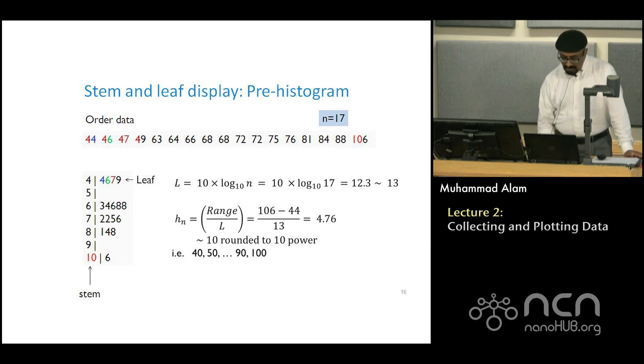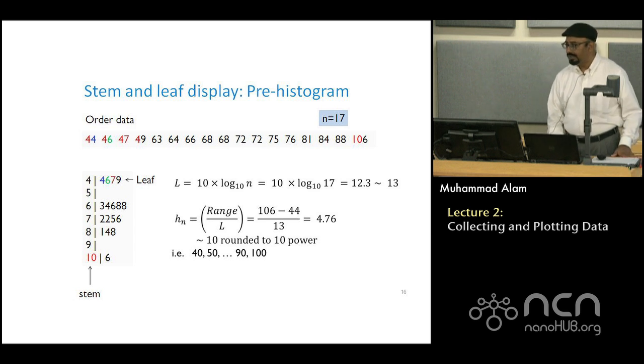So now everybody who has a 4 in the beginning, who are those people? I mean, you have 44, 46, 47, and 49. I put that 4, 6, 7, and 9 in the leaf. And is there anything on 50? No, there's nothing on 50, so I don't put anything over here. And so on and so forth.